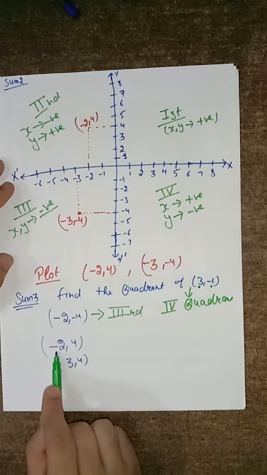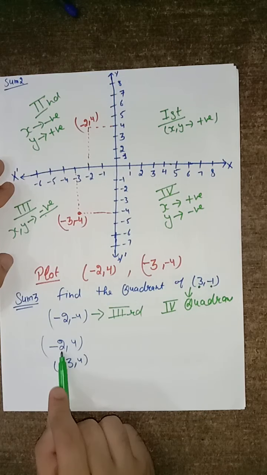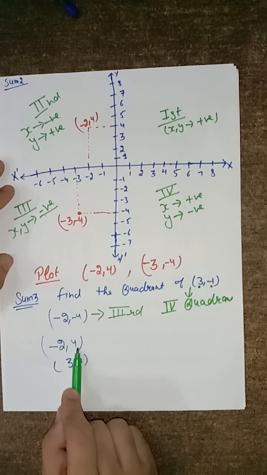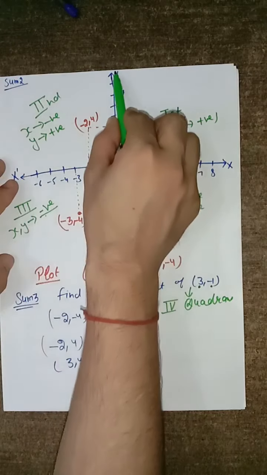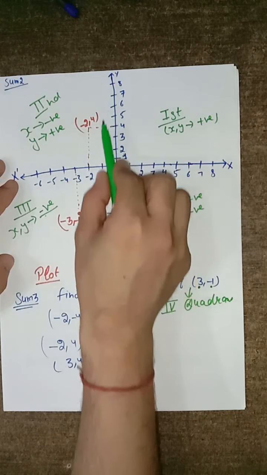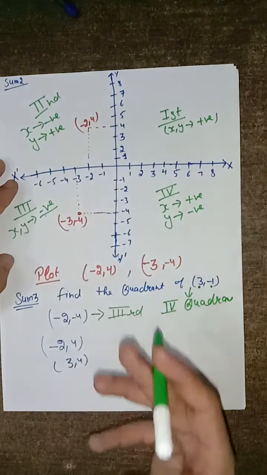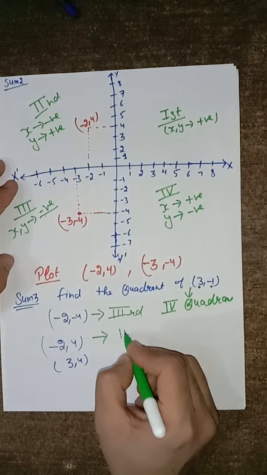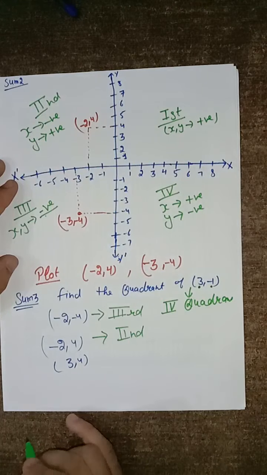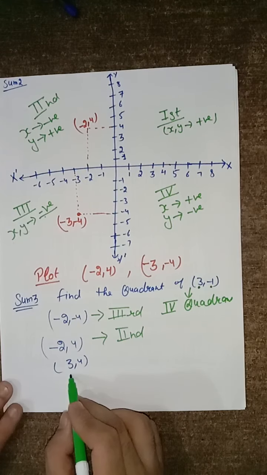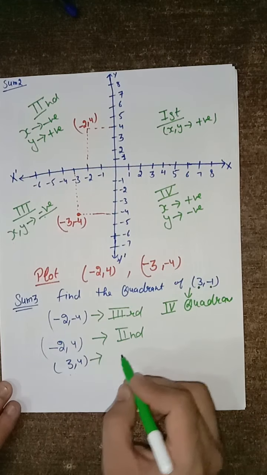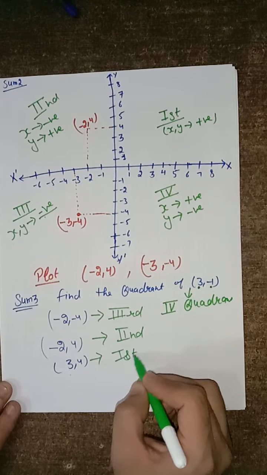Now -2 and 4. -2 means x coordinate is negative and y coordinate is positive. Here x coordinate is negative and y coordinate is positive. So it means this is quadrant number 2, second quadrant. For 3 and 4 means both x and y coordinate are positive. It means this is first quadrant.